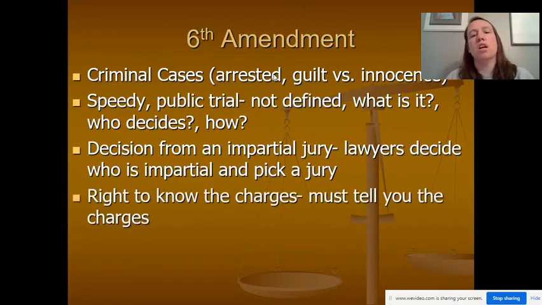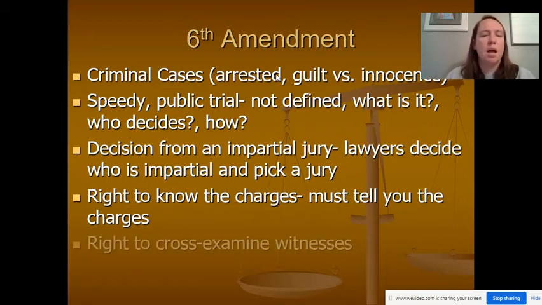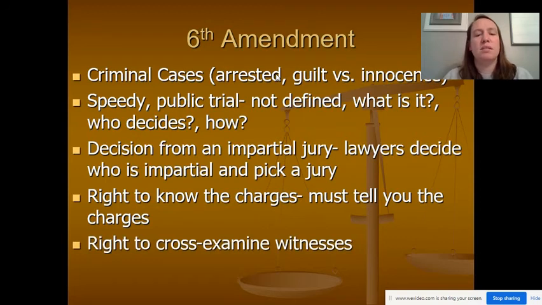You have the right to know the charges, which means if you get arrested, they have to tell you why. Like, what are they arresting you for? What did you do that was bad? Why are they taking you in? What are you going to be on trial for? Back in the day, like revolutionary time before they wrote this, people just got arrested and they're like, what are you arresting me for? And they didn't even tell them. And so they have to tell you what it is, now.